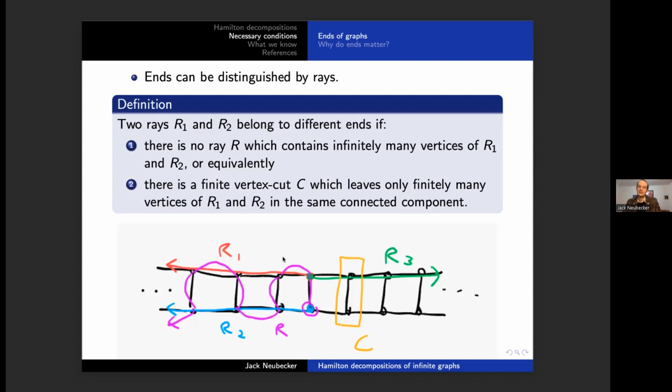By comparison, R1 and R3 seem to be going in different directions. And we can show that by providing this vertex cut C, wherein the vertices of R1 are all in one connected component, and the vertices of R3, except for the root, are all in another infinite component. And so we can say that R1 and R3 are separate because there's no purple ray that we could draw that connects these two, because we can only go through this vertex cut twice.